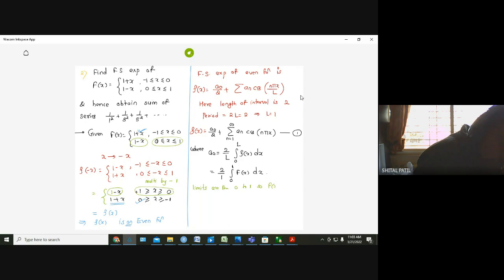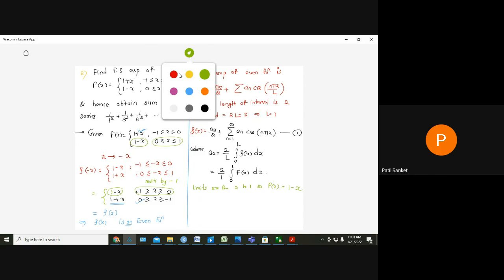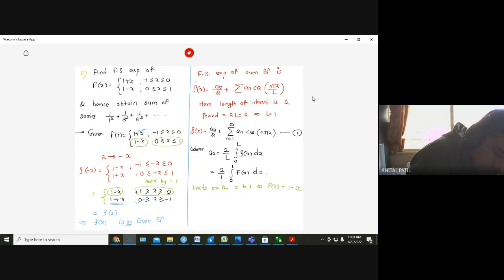So what is the value of f of x in 0 to 1? It is 1 minus x. So we have to take that part only. We cannot take 1 plus x, isn't it? Getting everyone? So we have to take that part only. So it is 2, then 1 minus x dx.